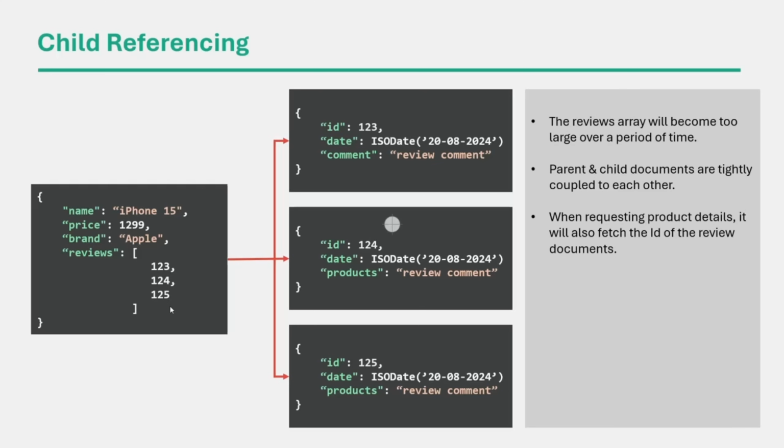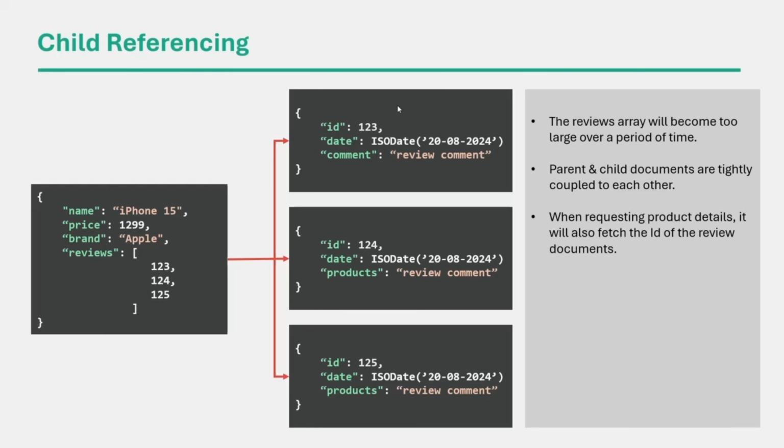Another problem when we have child referencing is, in case of child referencing, the parent and child document are very tightly coupled. For example, whenever a customer gives a new review for the product, first of all, it is going to create a review document. And then it is also going to update this product document. And in the array, it is going to add that review ID. So every time a new review is given for a product, this product document will also change. And in this way, this product document and this review documents are tightly coupled with each other.